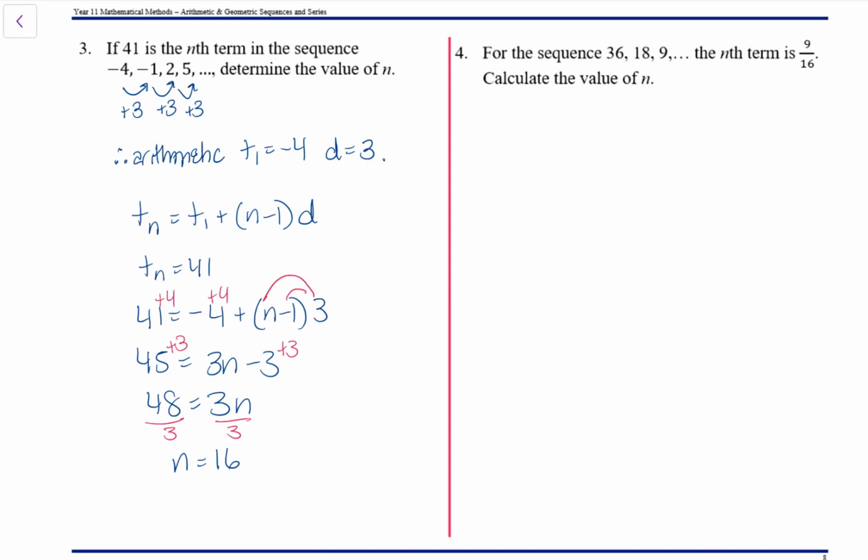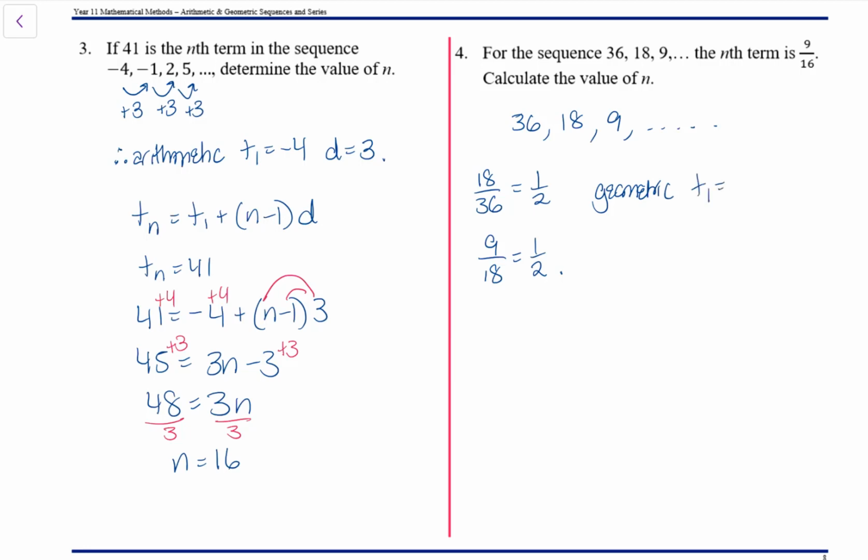Now for the next one, for the sequence 36, 18, 9, the nth term is 9 over 16. Calculate the value of n. So we've got 36, 18, 9, and we keep on going. I should go the second one divided by the first one, sorry. 18 divided by 36 is a half. 9 divided by 18 is a half. So it's geometric.